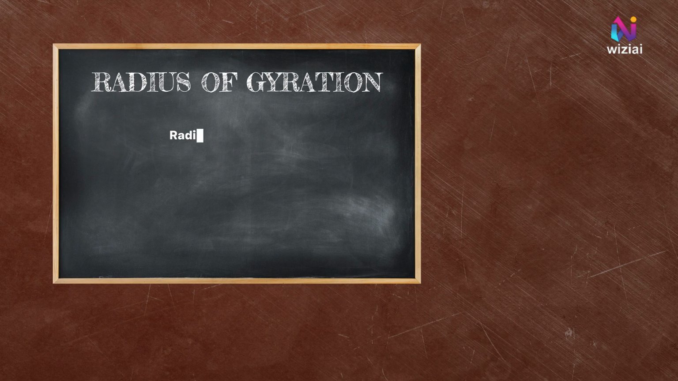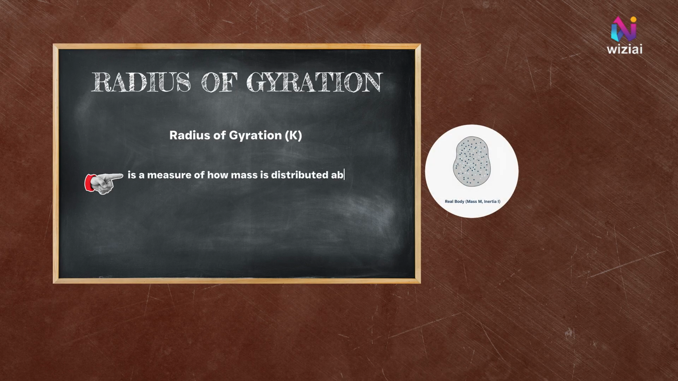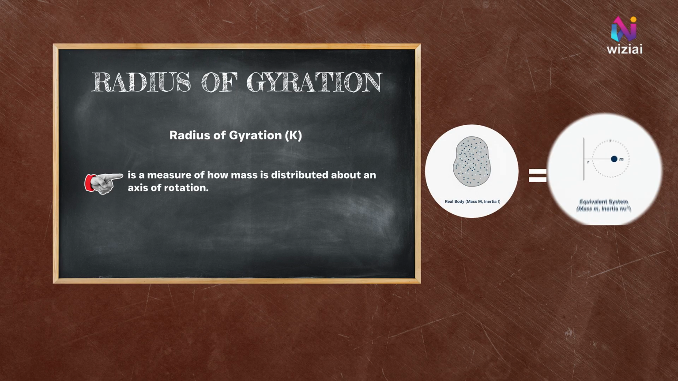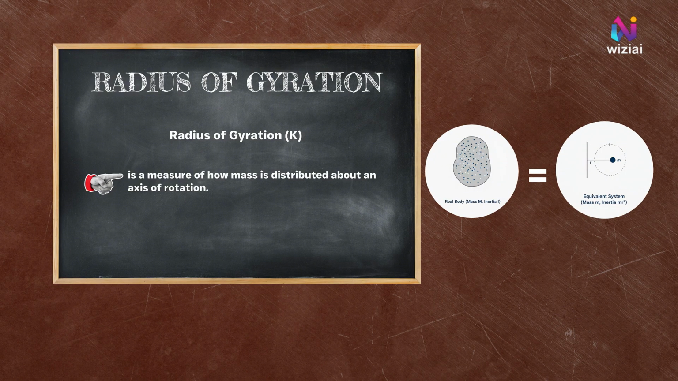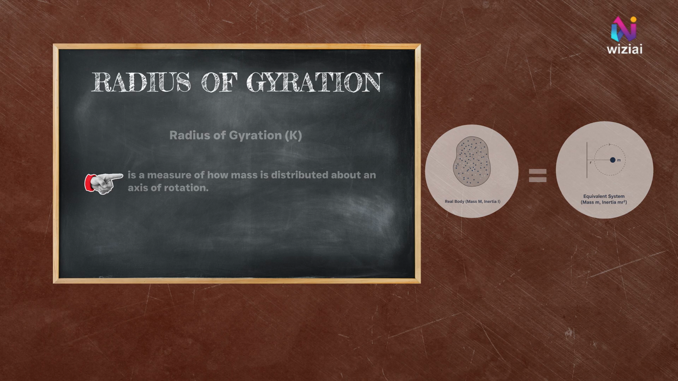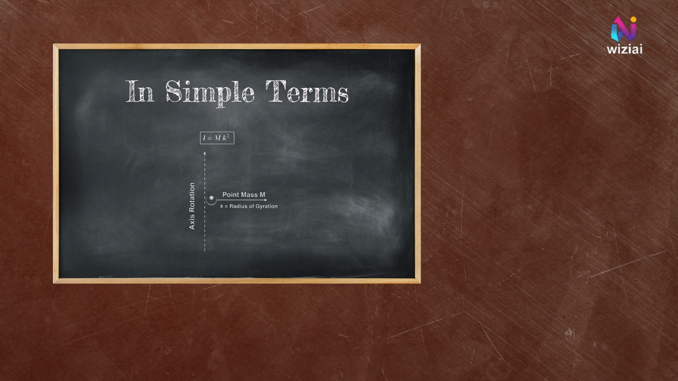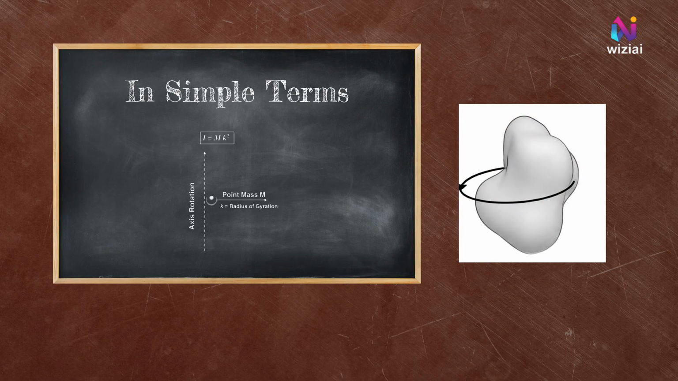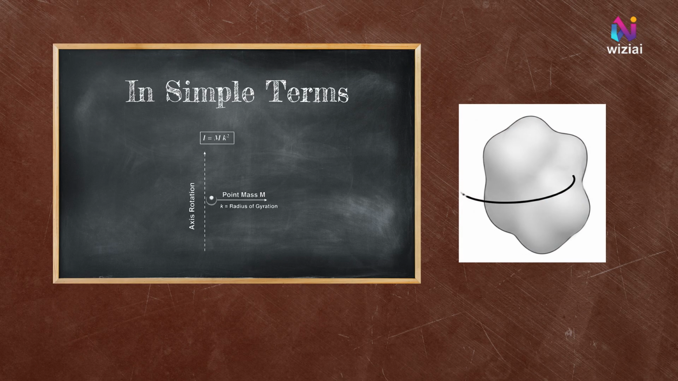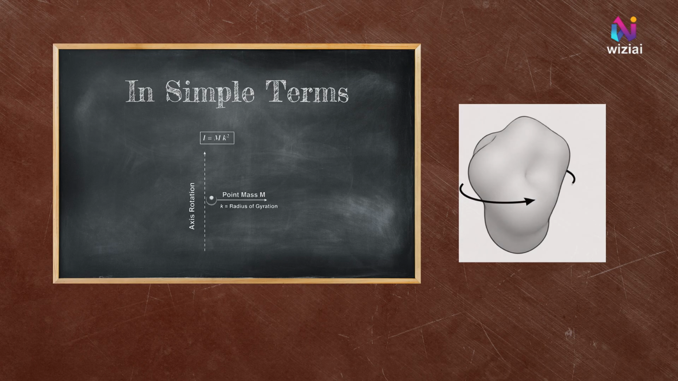The radius of gyration, symbolized by K, is a measure of how mass is distributed about an axis of rotation. It's defined as the distance from the axis of rotation to a point where the entire mass of the body can be assumed to be concentrated without changing its moment of inertia. In simple terms, it's a virtual distance that tells us how spread out the mass is while the body rotates.